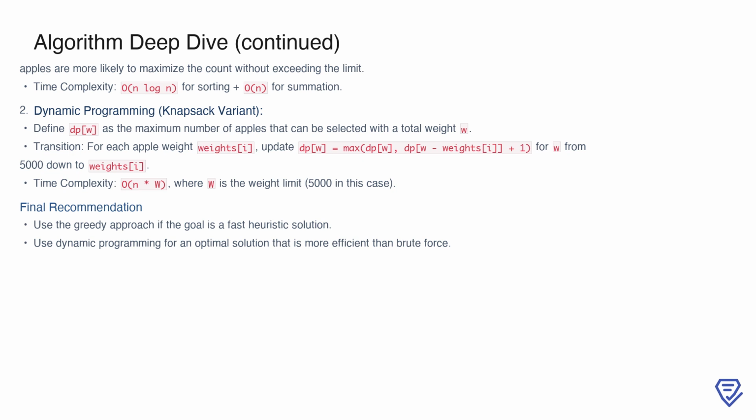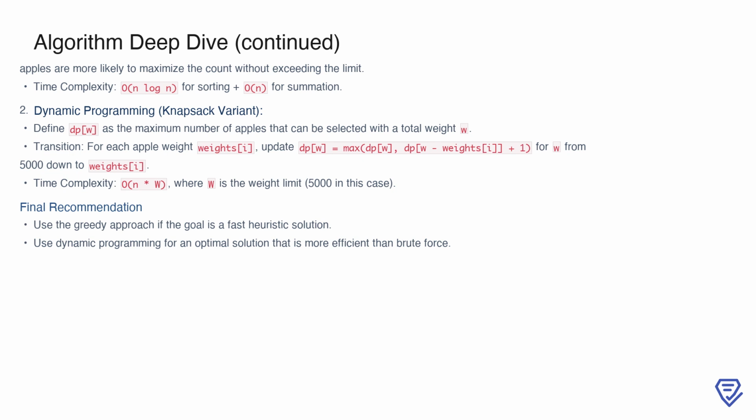In the greedy method, we first sort the weights in non-decreasing order. This ensures that we prioritize lighter apples, which allows us to maximize the count while keeping the total weight within the limit. We then iterate through the sorted list, adding apples to the subset until the total weight exceeds 5,000. The time complexity of this approach is O(n log n) for sorting, plus O(n) for summing the weights, making it significantly faster than brute force.